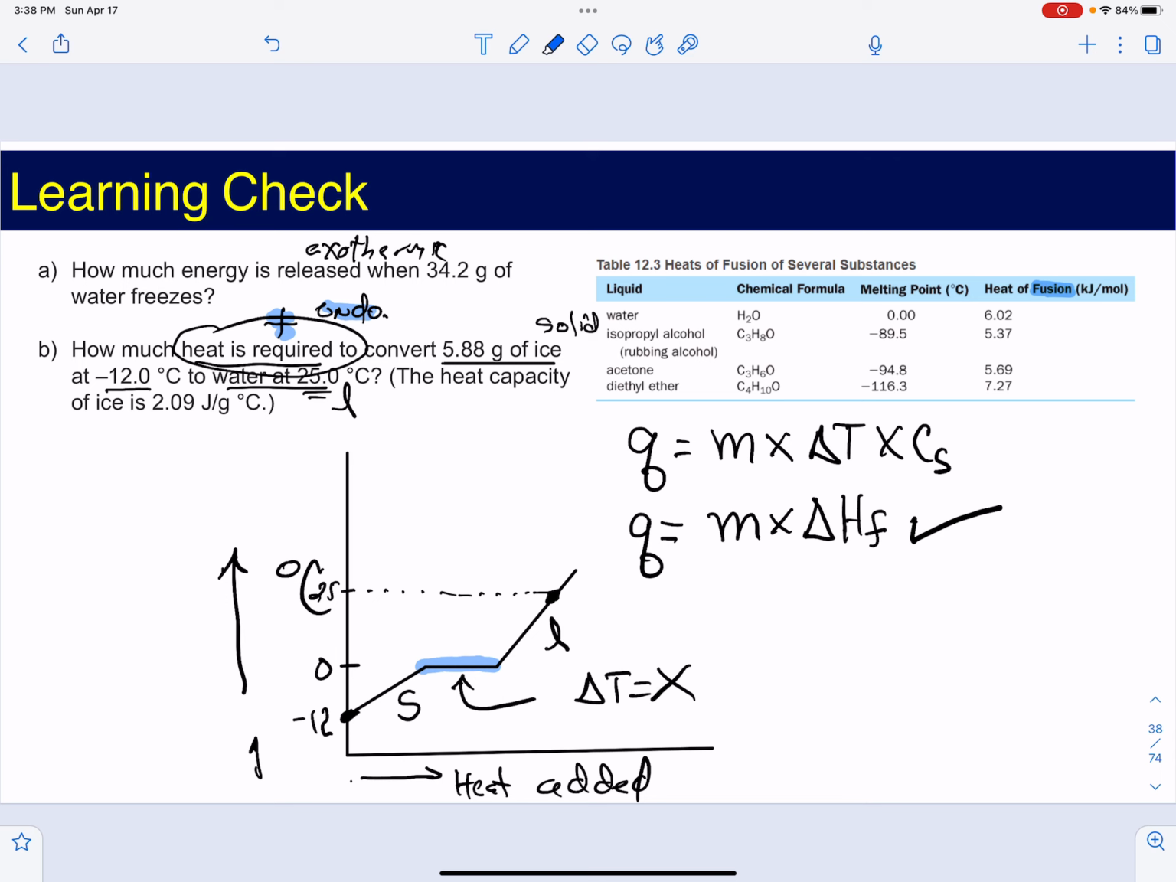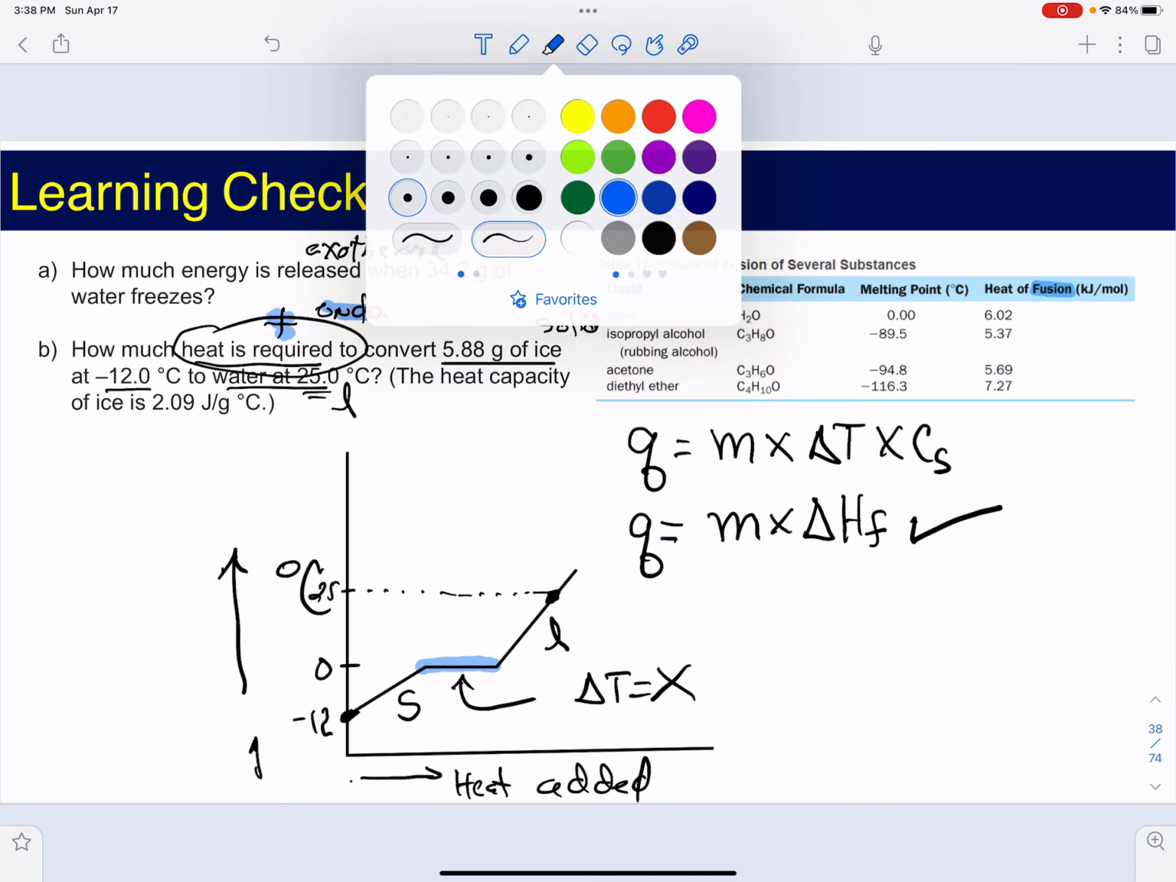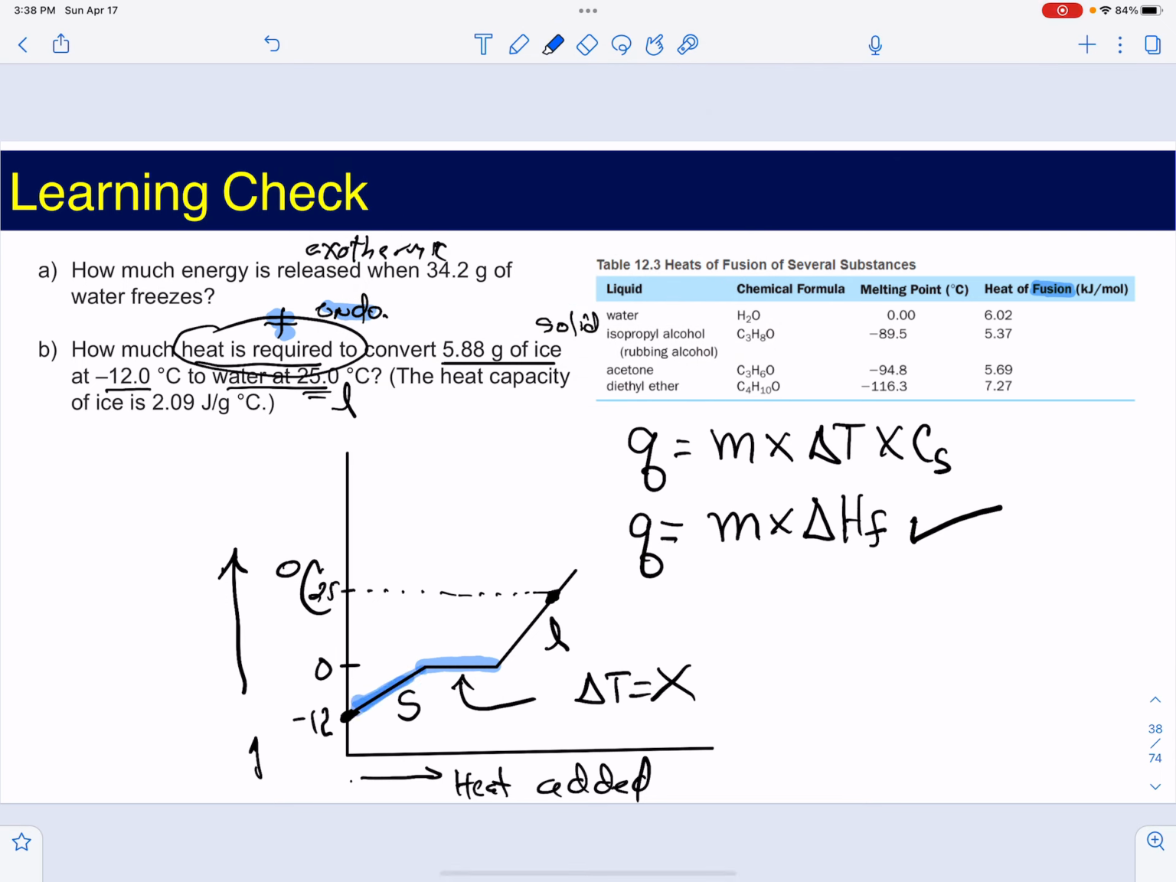However, on this other part, the temperature is obviously increasing, right? And from this part here, the temperature is also increasing, which means we have a change in temperature. So we're gonna have to calculate this section here.